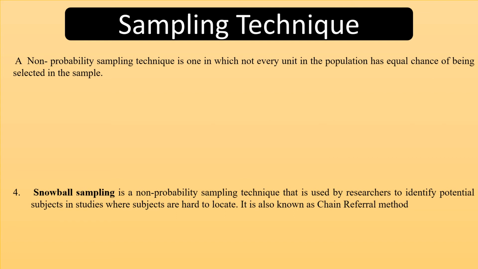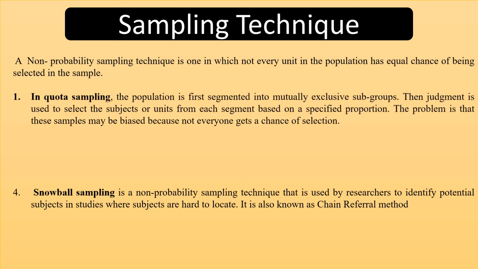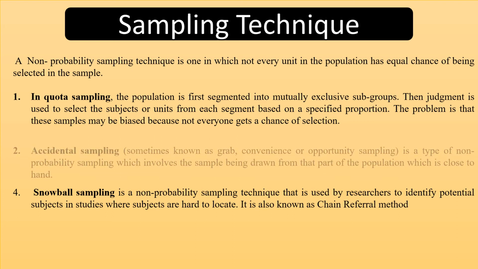We have the non-probability sampling techniques. It is the opposite of the probability sampling techniques, in which there is no equal chance of selecting each unit of the sample of the population. The first is quota sampling. Quota sampling is first segmented into mutually exclusive subgroups. Then judgment is used to select the subject or unit from each segment based on a specified proportion. The problem is that this sample may be biased because not everyone gets a chance of selection.